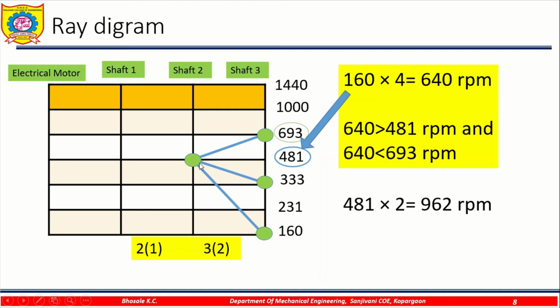Also check that on shaft number 2 the input speed is 481 rpm, and on shaft number 3 the output speed is 693. When we are going to increase the speed, it should not be more than 2 times, so we must check that the speed should be lesser than 962 rpm. The maximum speed we obtain is 693 rpm.